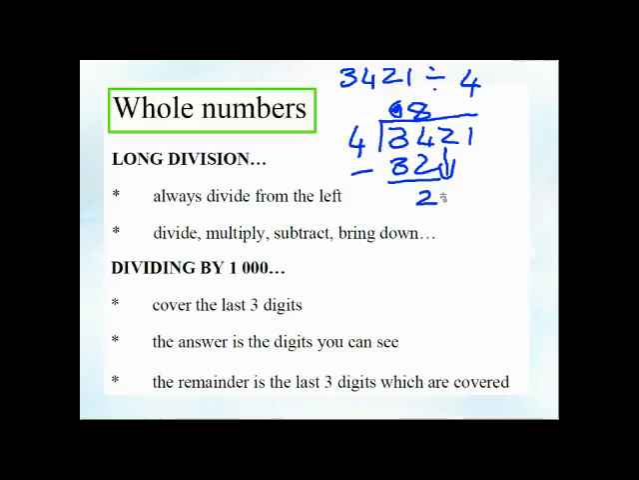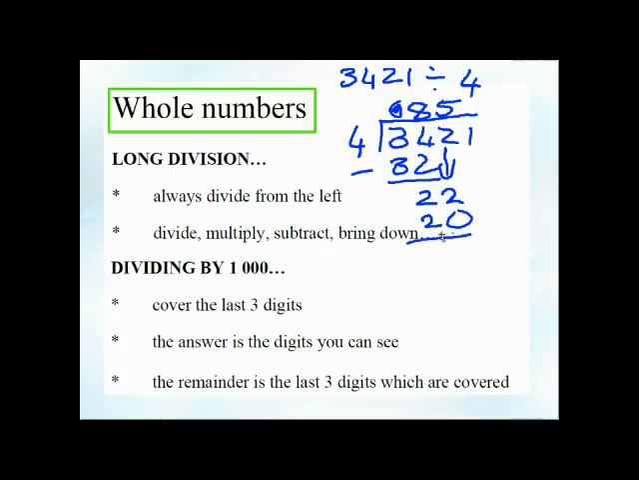And then add that there. So that's now 22. Now we ask ourselves, can 4 go into 22? Let's say 4, 8, 12, 16, 20. So it can. We're going to have 20 there. And then, 4 times what gives me 20? 4 times 5 gives me 20.